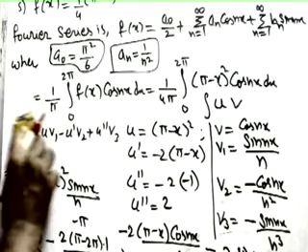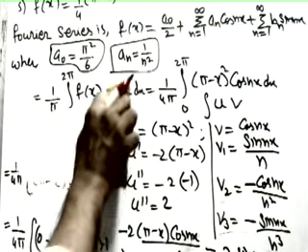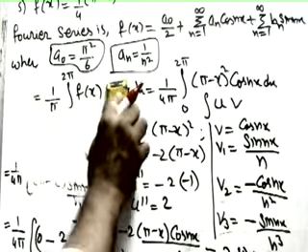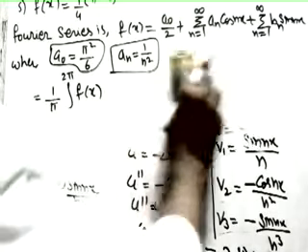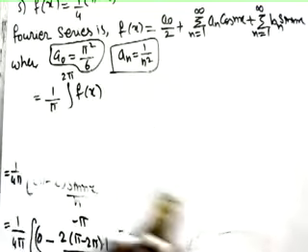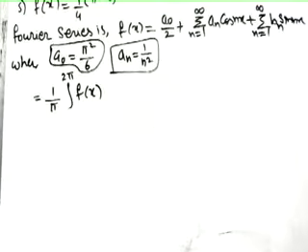Now let me go for bn. What is the formula of bn? Just in place of cos we have to write sine. So let me continue here.